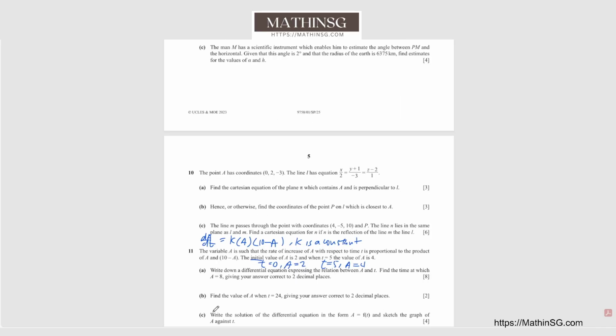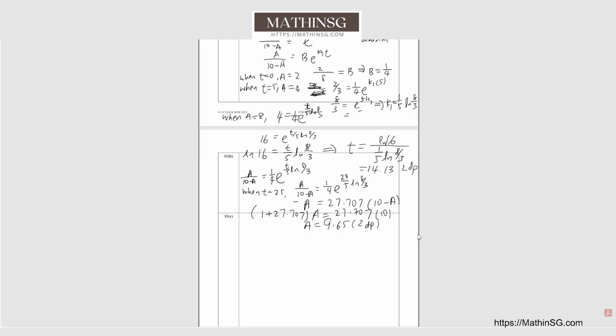Now let's go on to part C. Write the solution of the differential equation in the form A equals f(t) and sketch the graph of A against t. It's worth 4 marks. So now we know that we have this equation here, A over 10 minus A equals 1/4 e to the power of t over 5 ln 8 over 3. Now we need to make A the subject, right? So that we can type that into our GC and get the shape out of it.